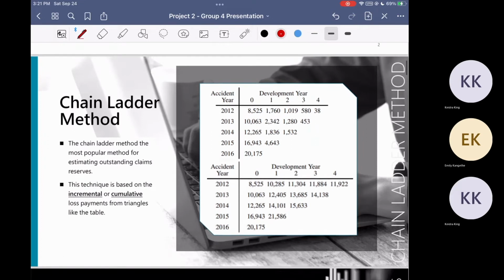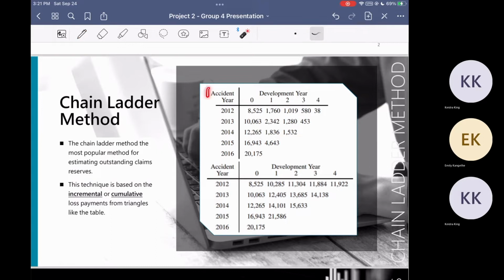So what is the chain ladder method? It's the most popular method for estimating outstanding claims reserves. We can use it based on incremental or cumulative loss payments from the triangles, like this table over here on the right.